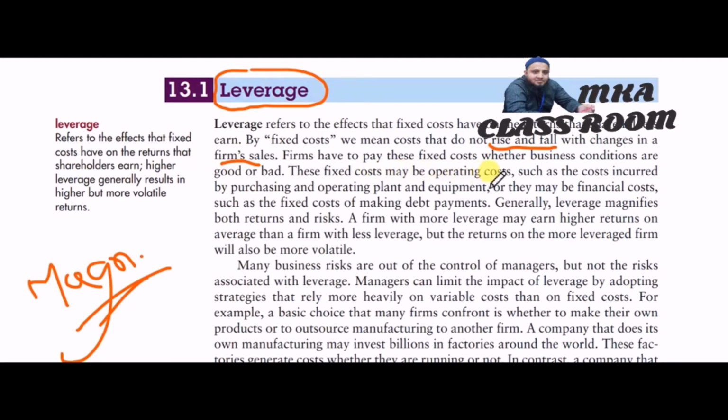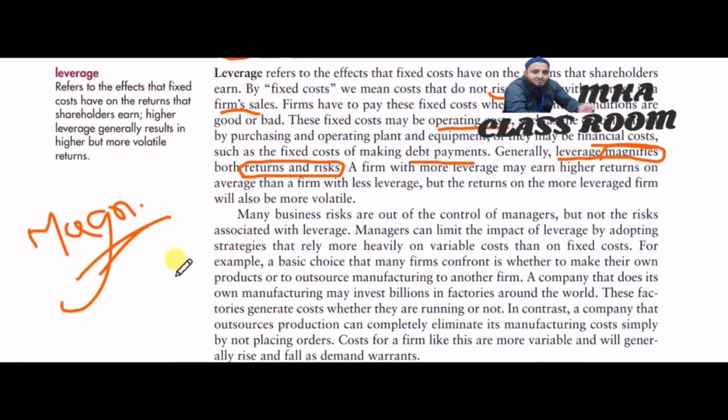This fixed cost may be operating cost, such as the cost incurred by purchasing and operating plant and equipment. That is fixed cost, operating fixed cost. Or they may be financial fixed cost, such as making debt payments. Generally, leverage magnifies both returns and risks.